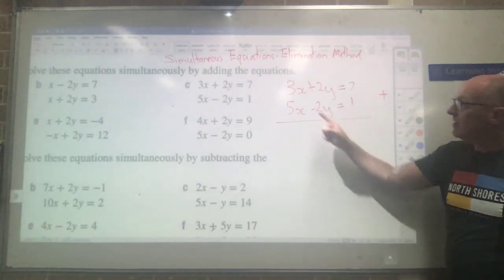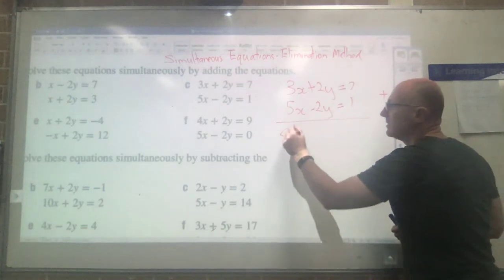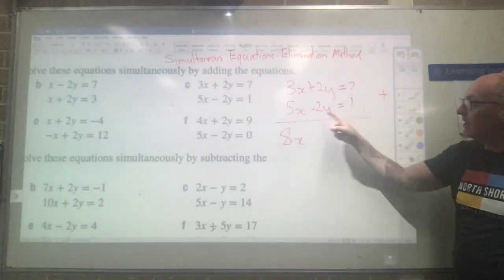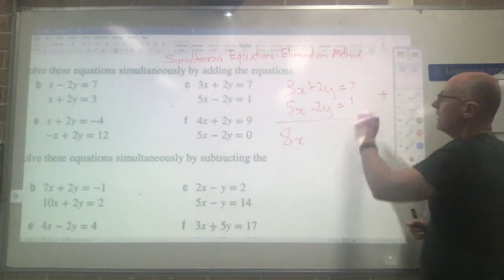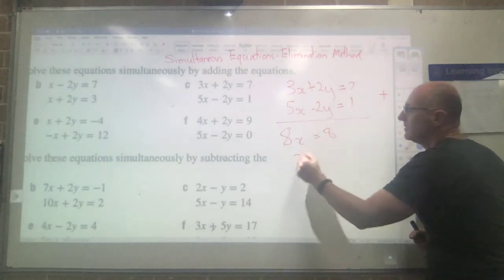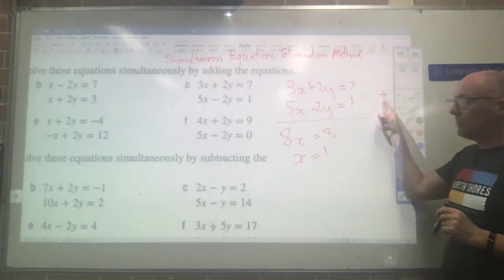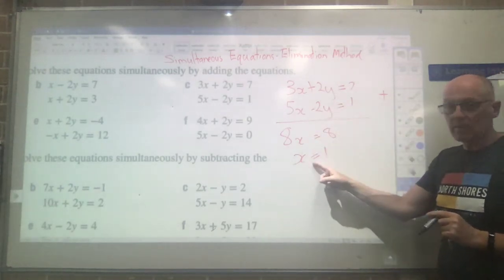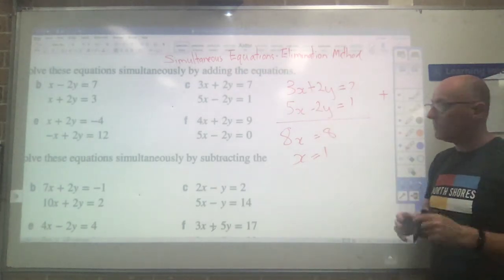So starting from the top, 3x plus 5x is 8x. This time, 2y plus minus 2y is 0. And 7 plus 1 is 8. So pretty quickly, once we got our head around the fact that it's a plus that we go through, we're able to get x equals 1. The working after that wasn't too hard. You may have to rewind it.